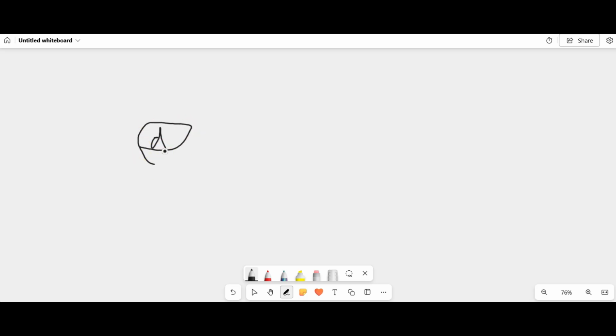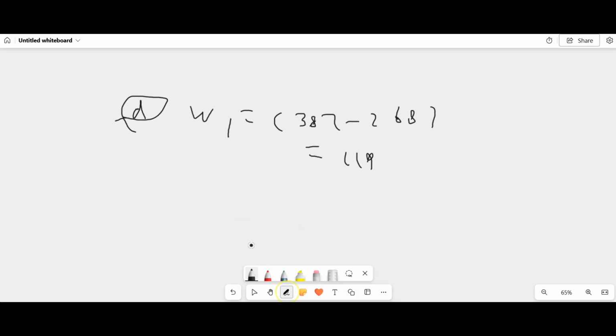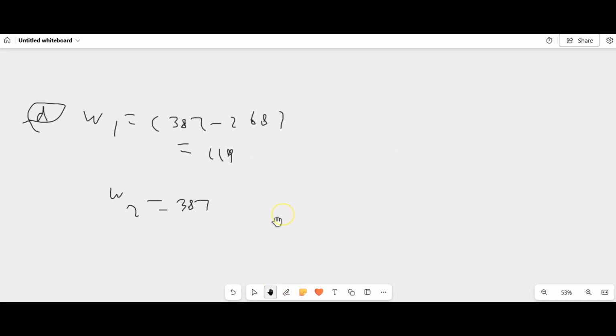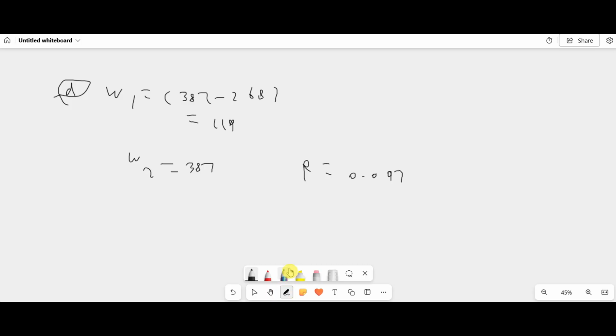So you need to find W1. It's saying that the difference was 268, and at the end it was 387. So to find the initial, W1 is going to be 387 minus 268. If you do that, you get 119, which is therefore W1. Then you need to find W2. W2 is given to you, 387, the final one. And R is also given to you, 0.097.